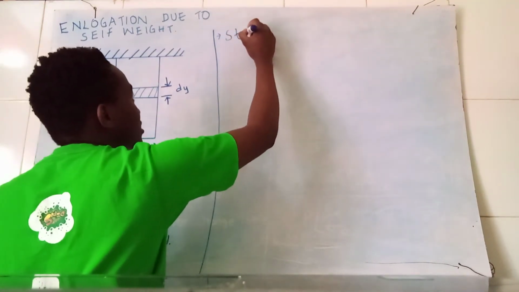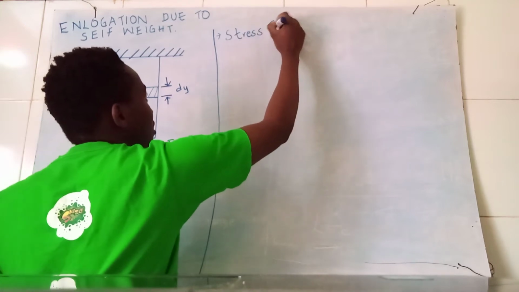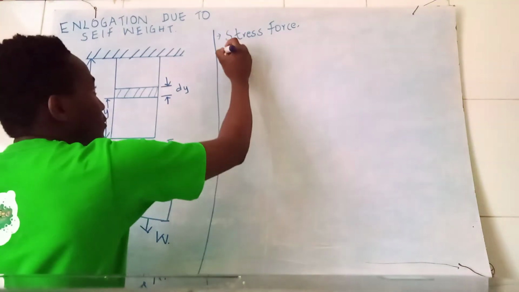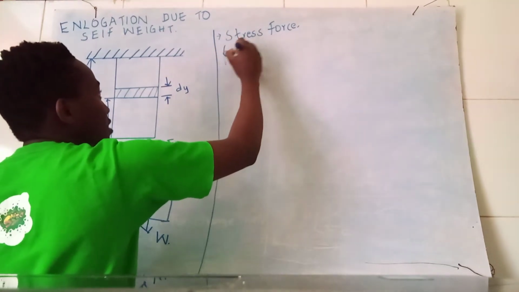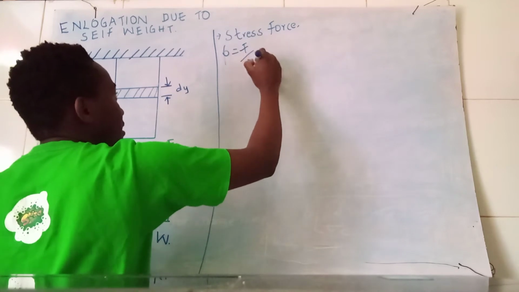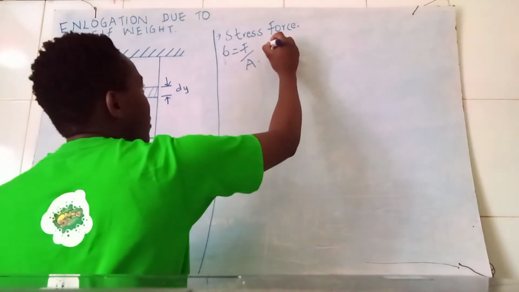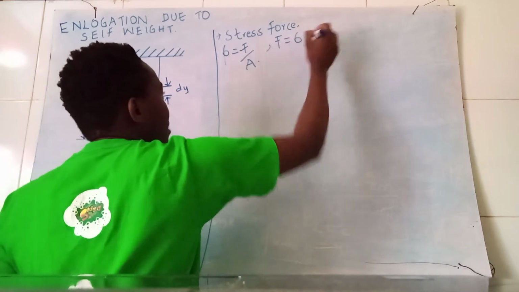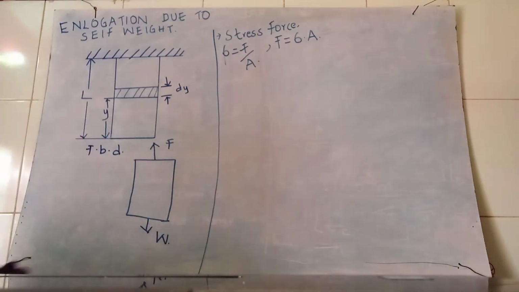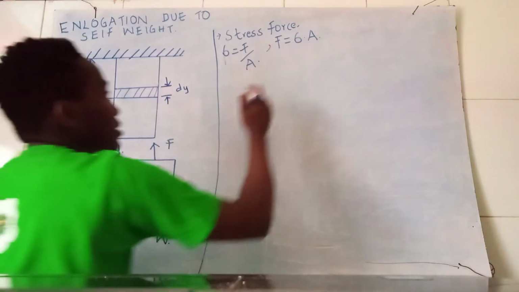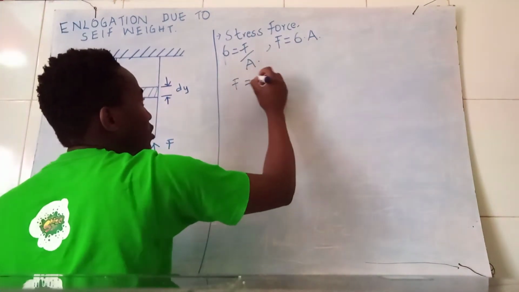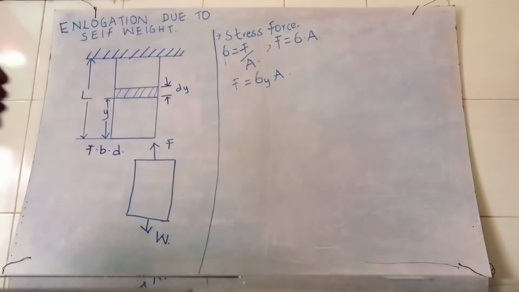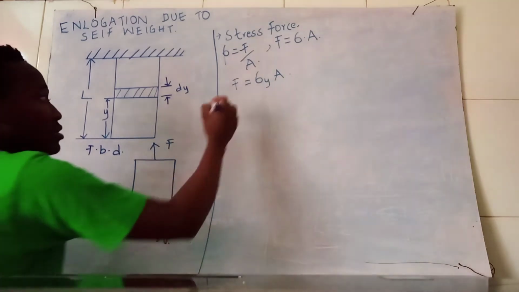The stress force. So we know that stress is given by force divided by area. Therefore, force will be given by stress multiplied by area. Now, for the stress at a distance y, force will be given by stress y multiplied by area. So I have my stress force.